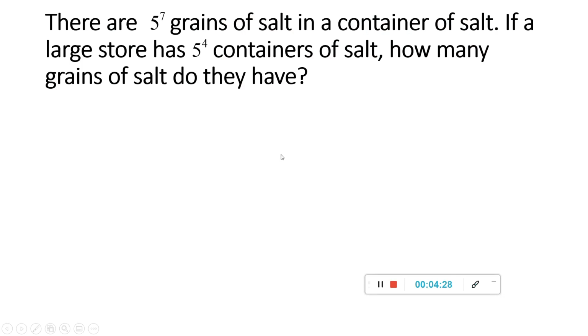The last problem. There are 5 raised to the 7th power grains of salt in a container of salt. If a large store has 5 raised to the 4th containers of salt, how many grains of salt do they have? Okay, this is a very easy problem. What we need to know is that to get the total amount of grains, we have to multiply both quantities, 5 raised to the 7th times 5 raised to the 4th.